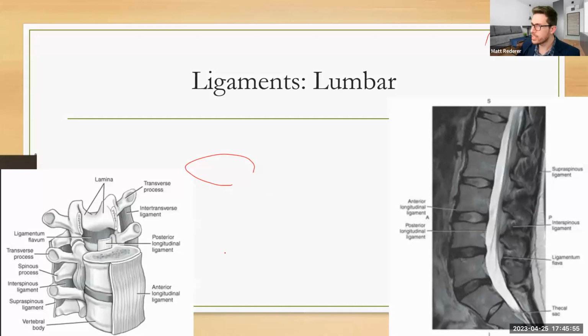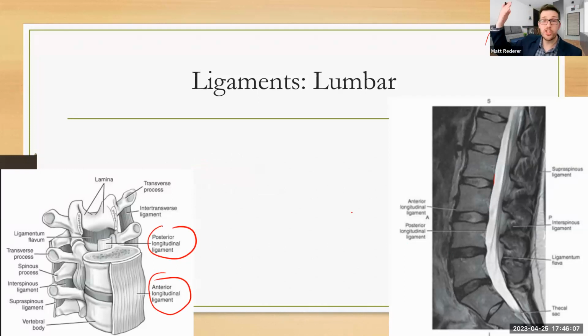This dark line here is the anterior longitudinal ligament, which we talked about already. We have a posterior as well. It's this dark line back here. So this is just showing that it's running all the way down the spinal canal.